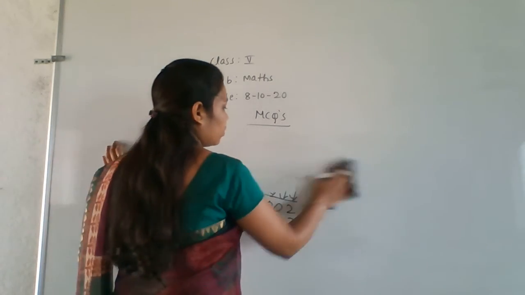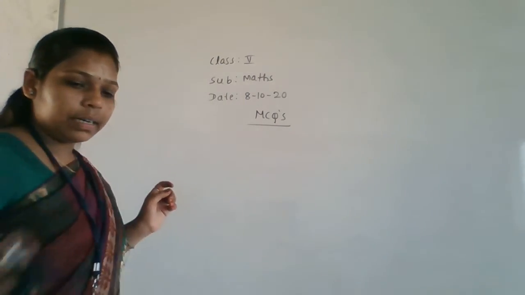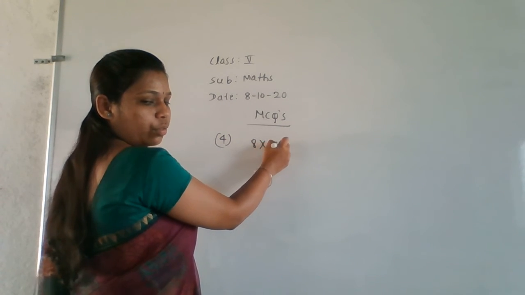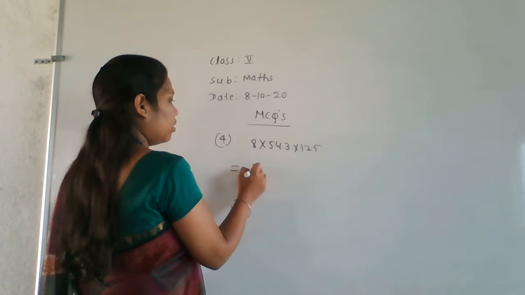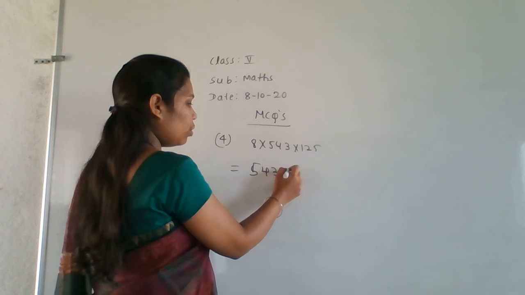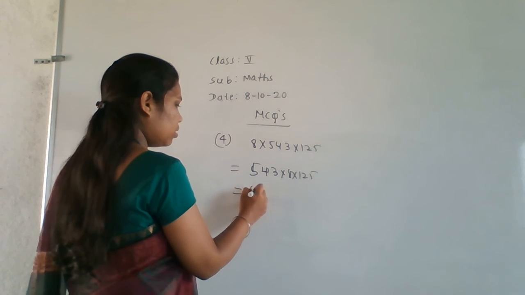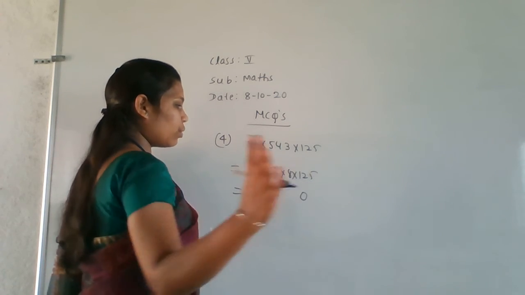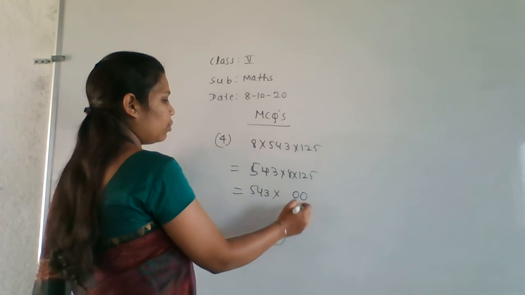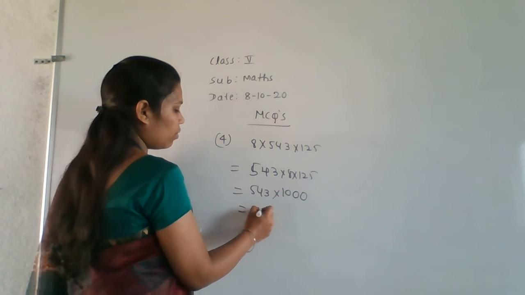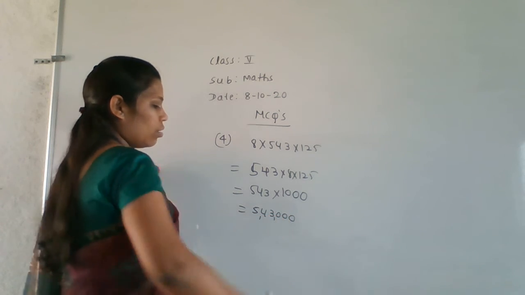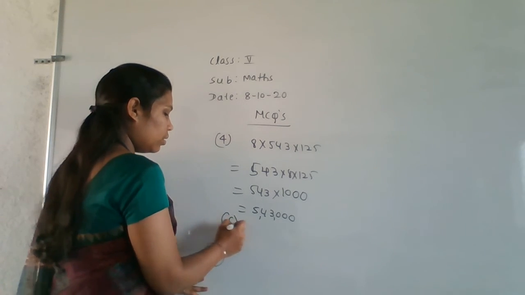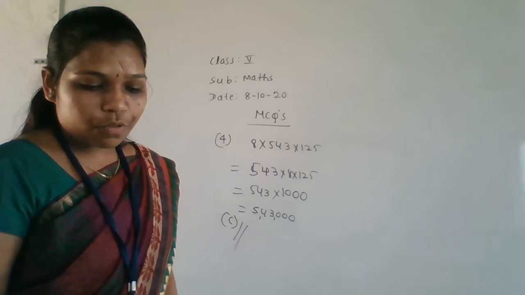Multiply. Fourth one, multiplication. Multiply 543 into 8 into 125. That is, we can write here 8 5s are 40, 4 carry, it is 16 plus 4 is 22 carry, 8 1s are 8, that is 1000. Okay. 3 zeros. 5,43,000. C option is the correct answer. C one is the right answer. Next go for the fifth one.